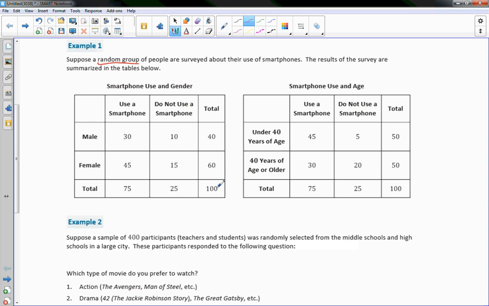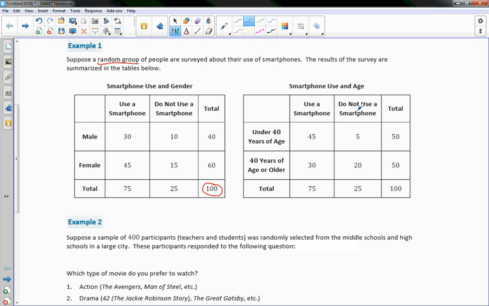75 plus 25 is 100. Columns also line up and add up. 30 plus 45 is 75. 10 plus 15 is 25. And 40 plus 60 is 100. The total here means total males and females combined. This total here means all the females. This means all the males. This total here means males and females who do not use smartphones. And this total here means males and females who do use a smartphone.